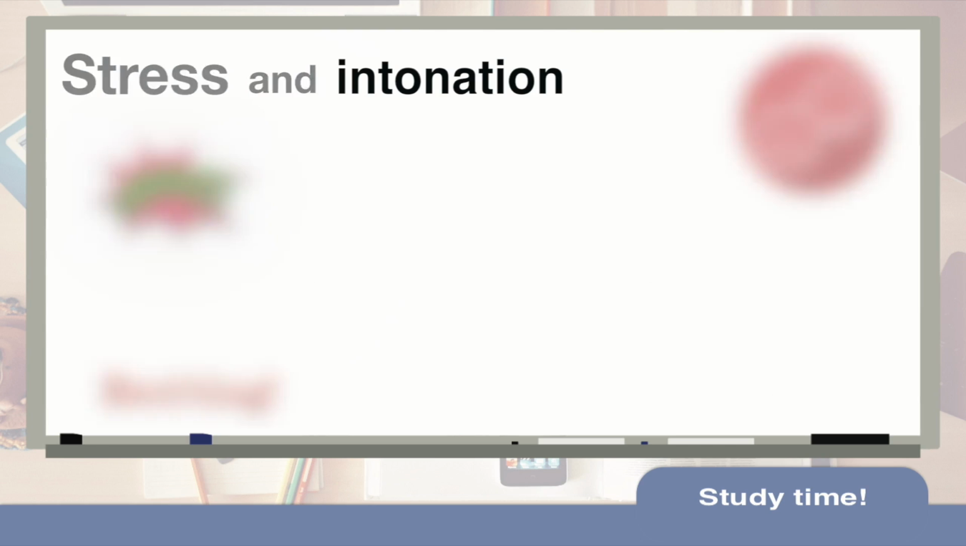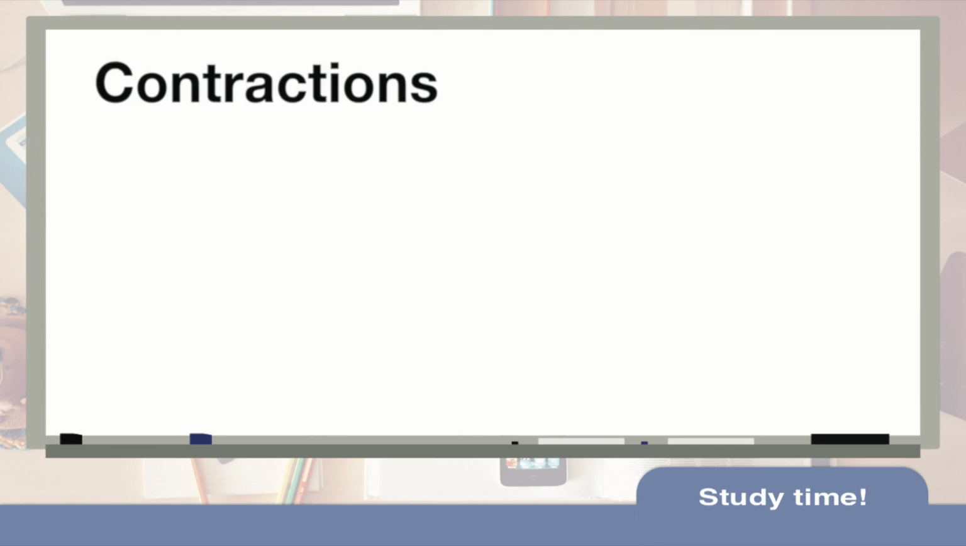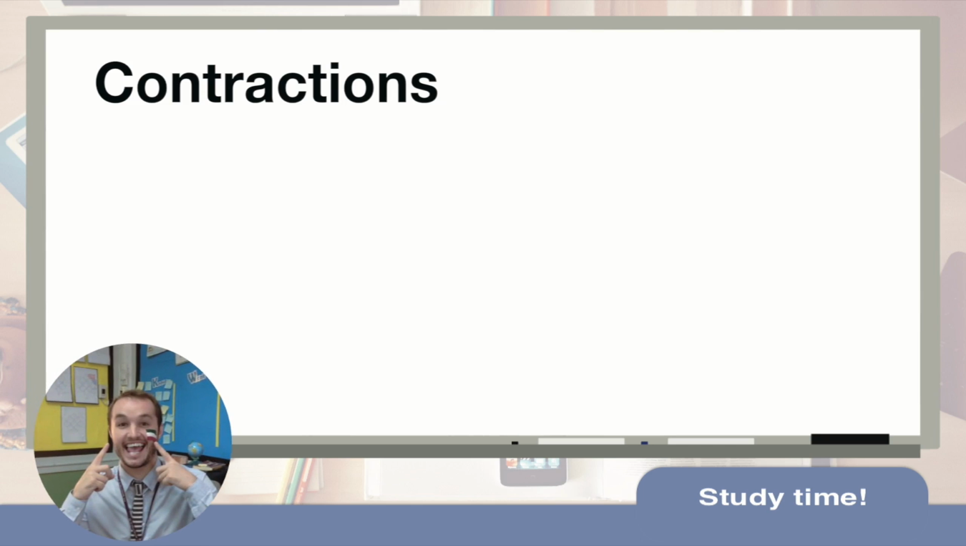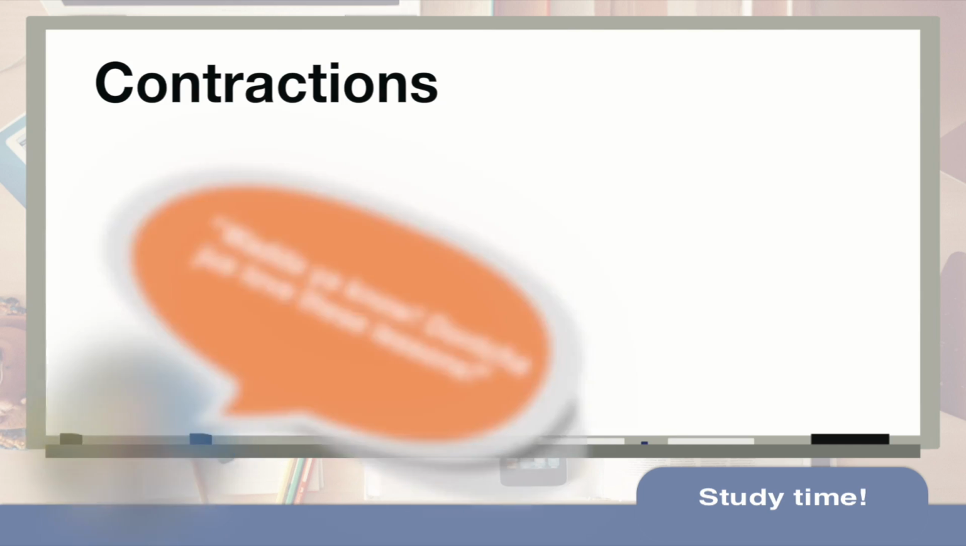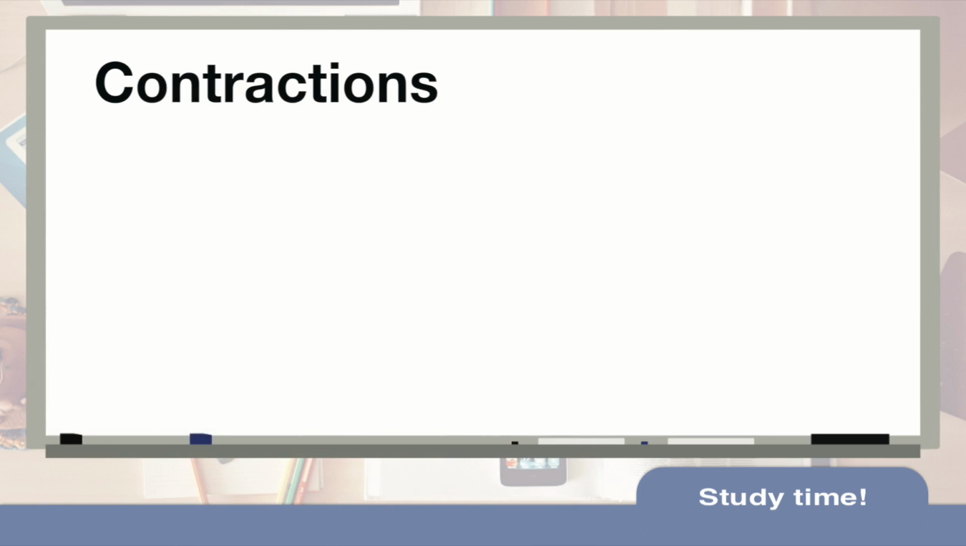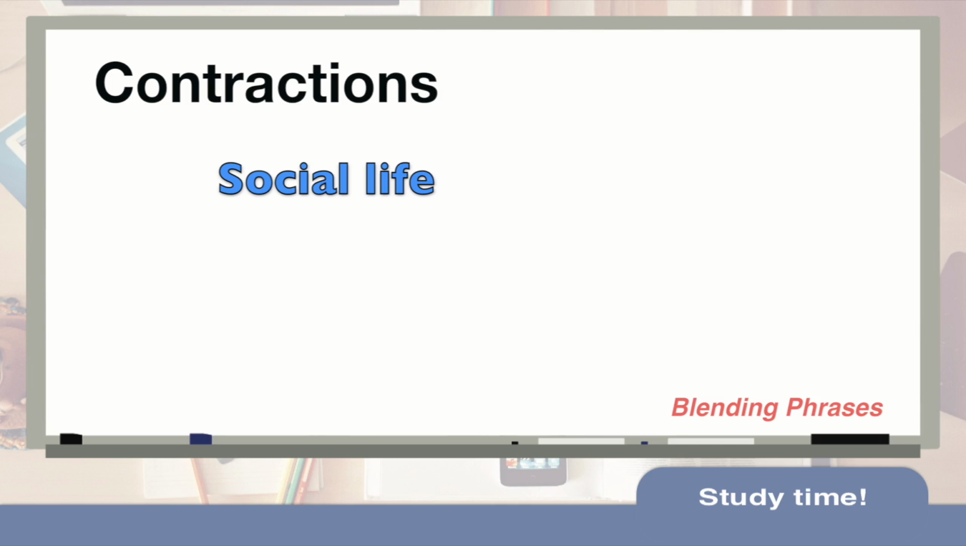In this part of the lesson we'll be looking at contractions, and contractions actually mean something getting smaller. Native English speakers will often drop sounds or merge words together to speed up their speech. With practice, this can make you sound much more natural in English. To begin, we'll look at blending phrases. Here are a few examples of words that blend together.